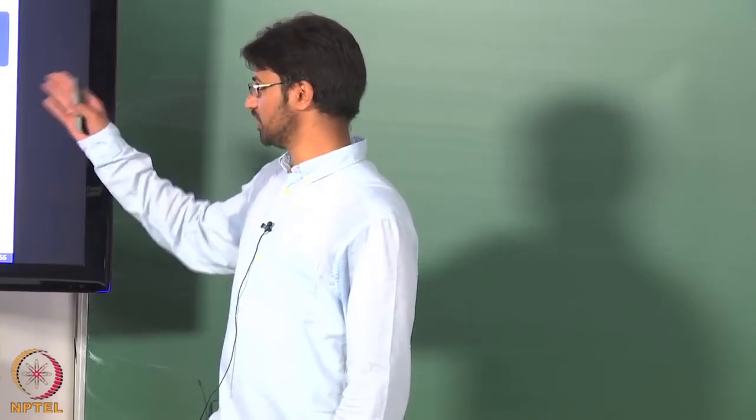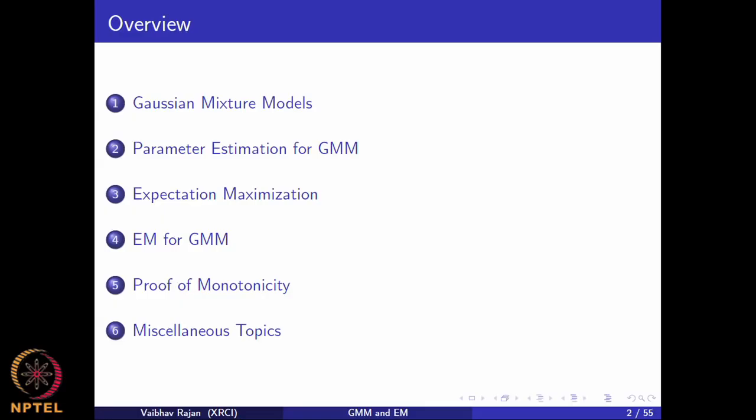So, I will be talking about Gaussian mixture models and the expectation maximization algorithm. The plan is to start with introducing Gaussian mixture models and then talk about mainly how we estimate parameters for a Gaussian mixture model, and then through that introduce what expectation maximization is, because that is the iterative algorithmic framework that we will be using for parameter estimation.